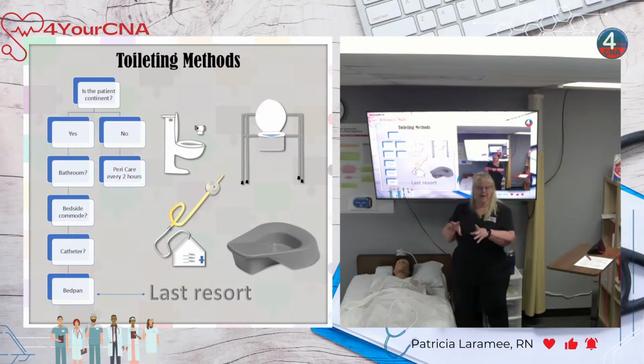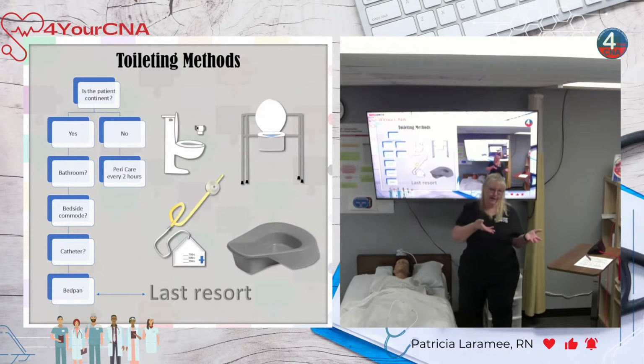So if I've got a patient with a really bad coccyx wound and they're incontinent, well, a catheter might be a good decision there. Now, we know there's risks, so we have to weigh the risks and the benefits. But if we want any hope of being able to heal that coccyx wound, we may have to look at a catheter in the meantime.